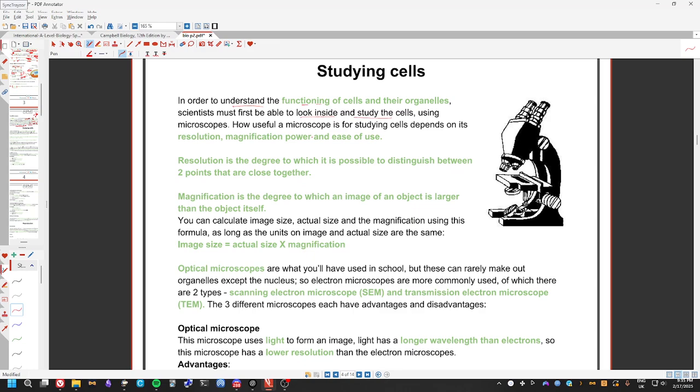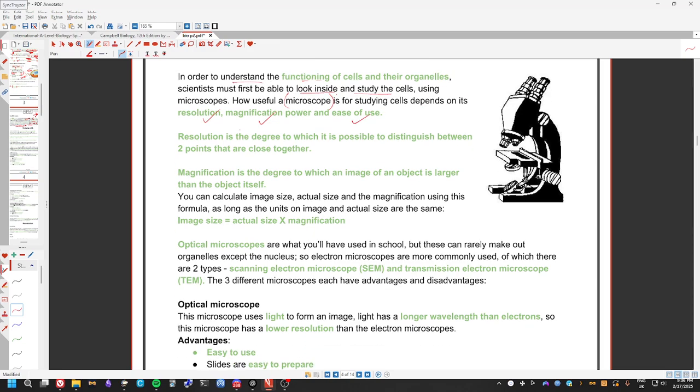And in the study of cells, looking inside using a microscope, there are three factors: the resolution, the magnification power, and the ease of use. Resolution, definition, important: the degree to which it is possible to distinguish between 2 points that are close together. You have this point, you have this point. Am I able to distinguish them at x length, or only at x minus 7 length? The closer they get, at what distance will I actually be able to distinguish them?